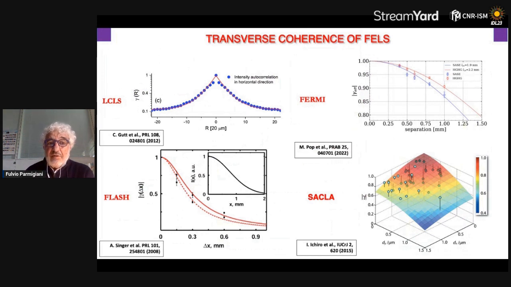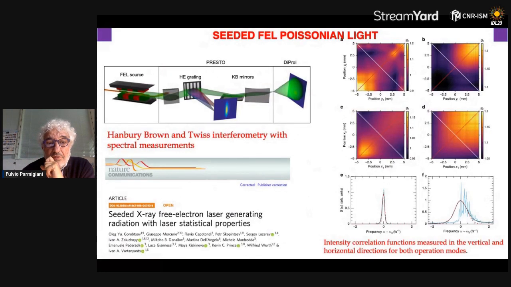About the transversal coherence, of course, you can measure the transversal coherence in many different facilities. And as you can see here, for example, at LCLS, FLASH, SACLA, and of course also at FERMI, you may have some advantages about the transversal coherence. But in this case, the advantages are not, I would say, as interesting as the advantage that instead you will have with the longitudinal coherence.